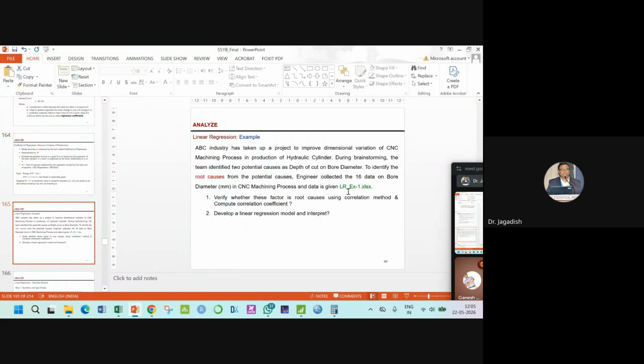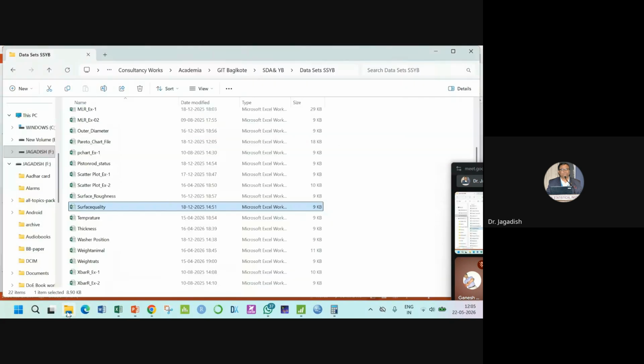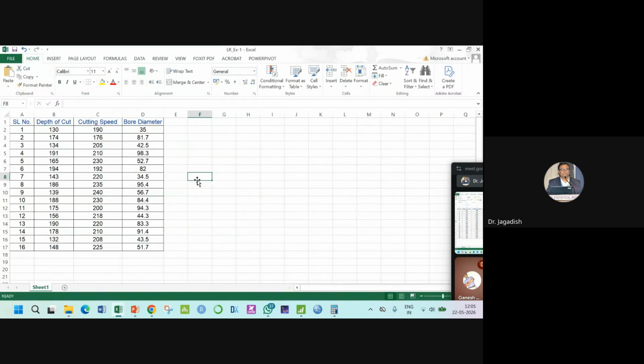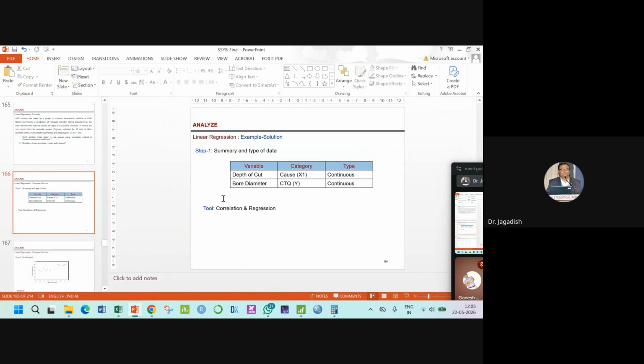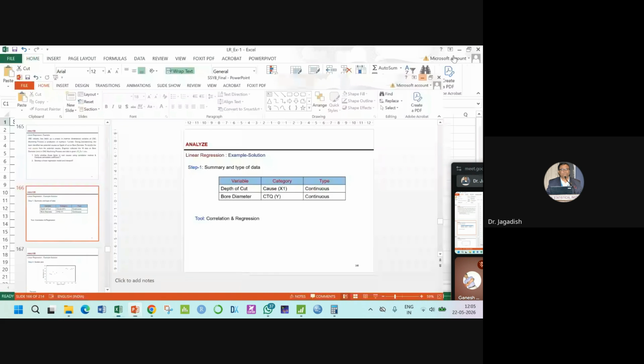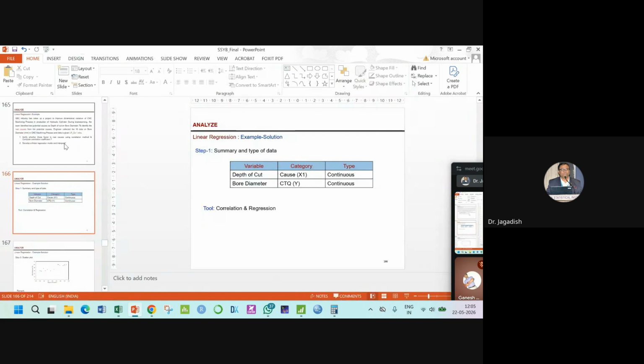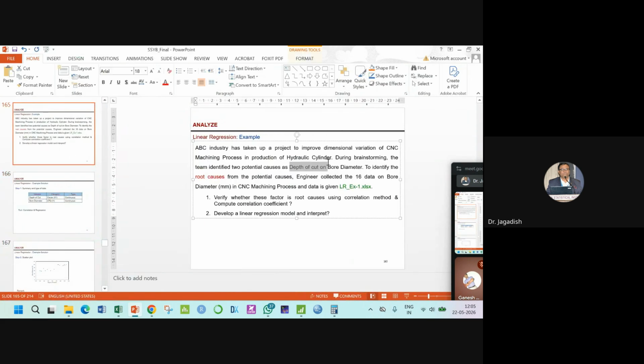So let us see this LR exercise 1 Excel sheet. See here, again the same data. There are 16 experiments conducted, with depth of cut and cutting speed. I'll take only depth of cut. Only one variable I'll show first, followed by the two variables. Depth of cut is identified as a root cause. Let us see whether it is a root cause or not.